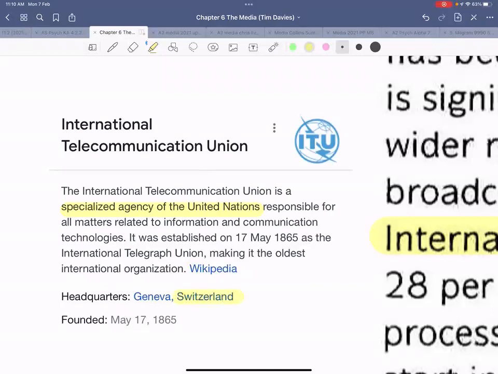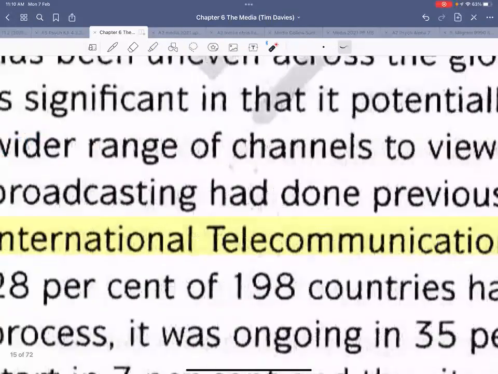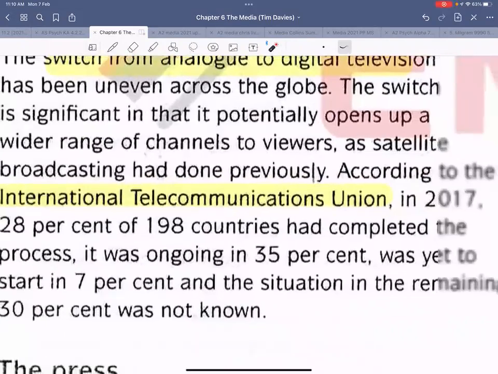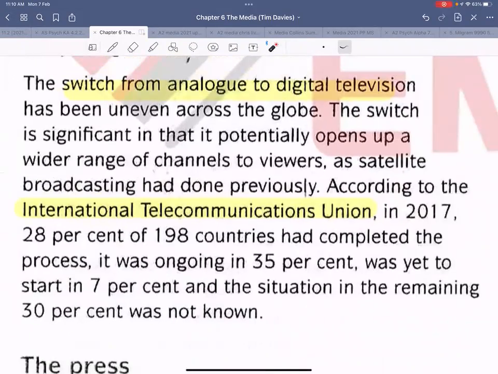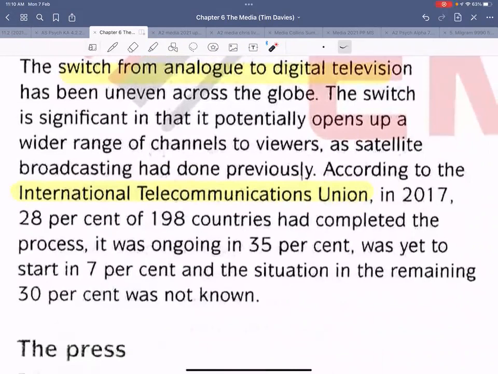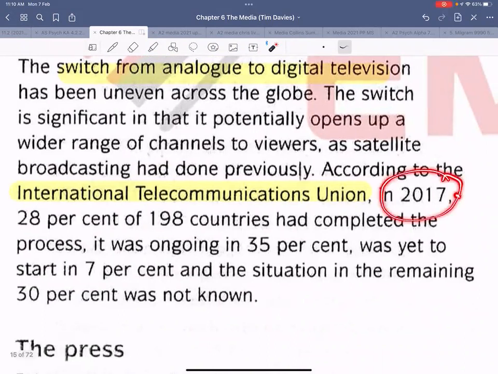And like I said, it was founded in 1865. I'm sorry, not 1965, 1865. Clear? So it's an agency of the United Nations, so we could give it some credibility. According to the International Telecommunication Union in 2017, 28% of 198 countries had completed the process. Clear? In 2017. It was ongoing in 35% and was yet to start in 7%, and the situation in the remaining 30% was not known. Do we understand this?